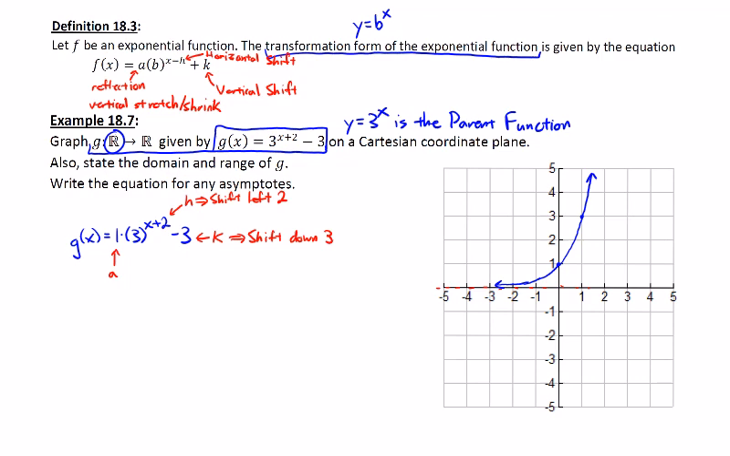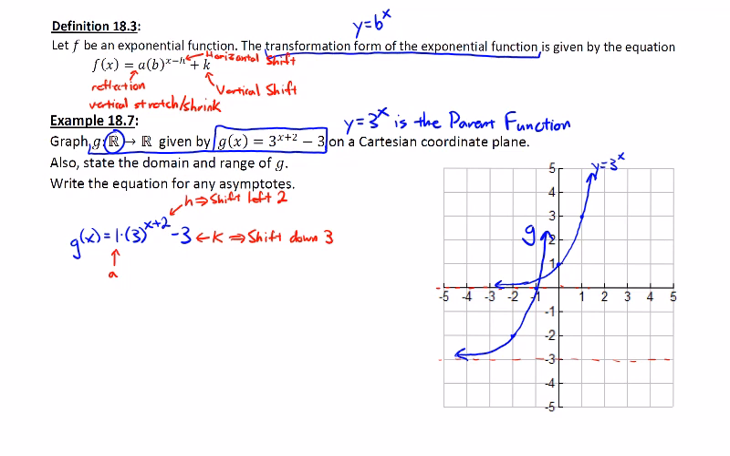Now let's take this picture and let's shift it. So we're going to shift it to the left by 2 and down by 3. So I'm going to take the horizontal asymptote and shift it down by 3. And then I'll take my 2 points and shift them down 3 and left 2. And then I'll draw my exponential growth. And that becomes the graph of g. And that first picture I'm going to label as y equals 3 to the x, because that was just the parent function.